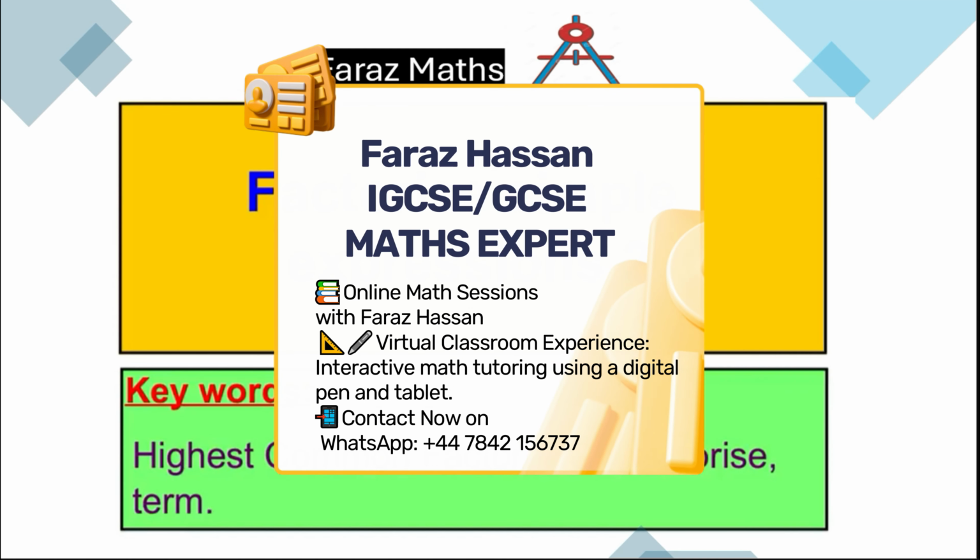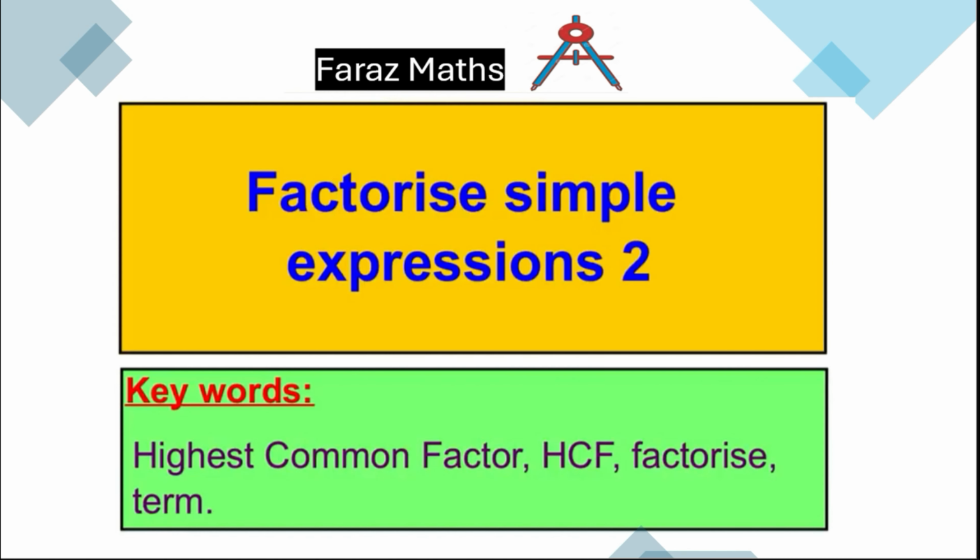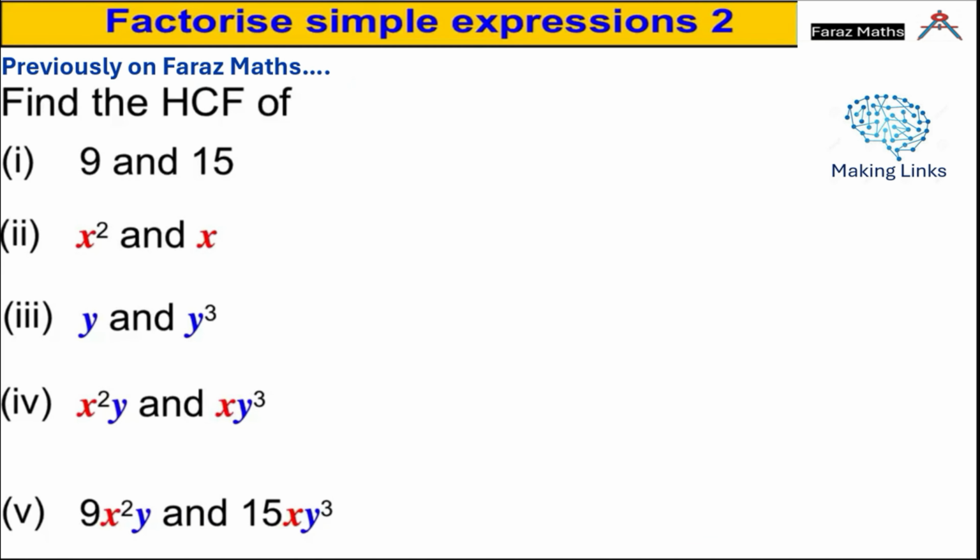It's Mr. Faraz Hassan here, and in this video we are learning to factorize simple expressions. Previously on Faraz Maths we already learned how to find the HCF between numbers. So here, 9 and 15: the HCF between 9 and 15 is 3. You can simply do it by the prime factorization method. 3 3s are 9, 3 5s are 15. Now you cannot divide 3 and 5 by a single prime number, so that's why we have to stop there. Therefore 3 is the HCF between 9 and 15.